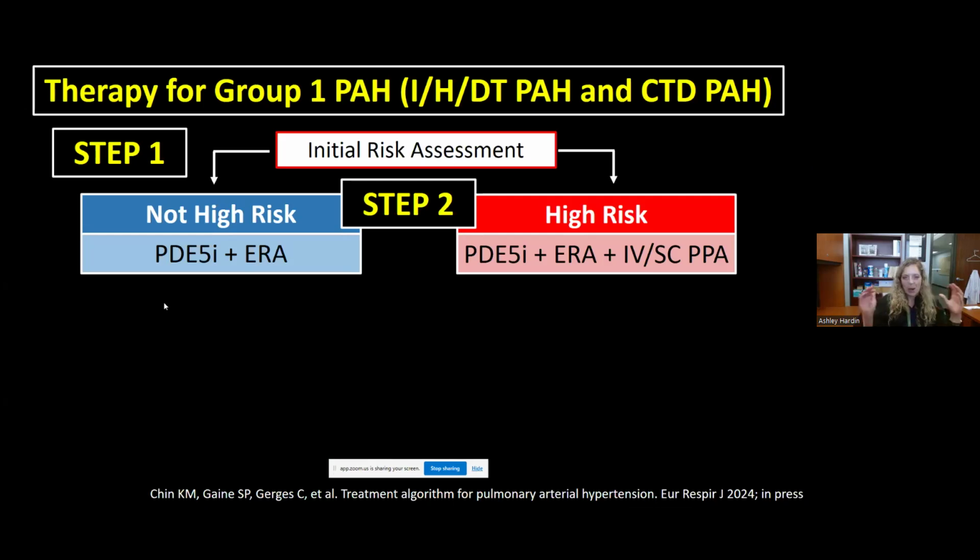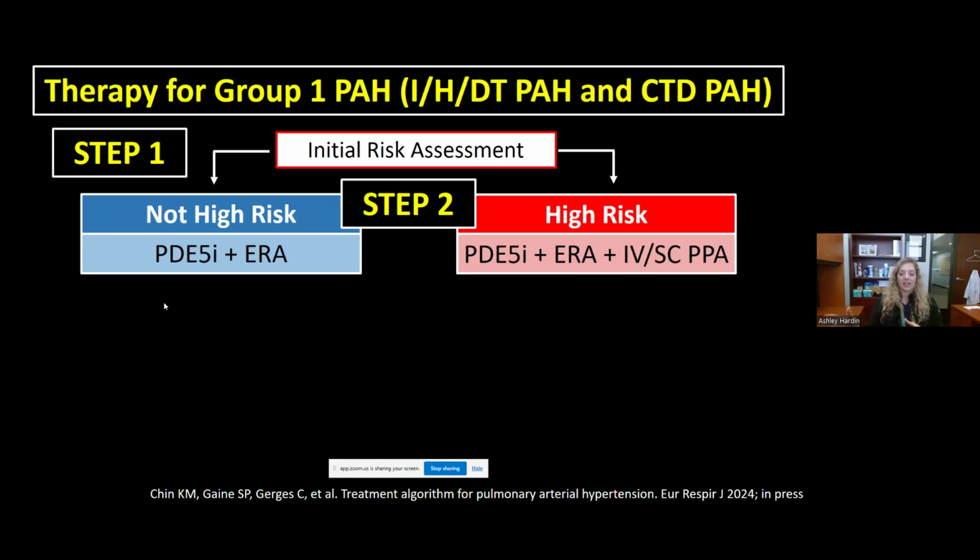Okay, so that's step one. We calculate a risk. Now we have step two. We've decided whether our patient is not high risk or high risk. If they are not high risk, which is lower intermediate risk, the patient gets started on dual upfront oral combination therapy, which is a PDE5 inhibitor, ideally tadalafil, and an endothelin receptor antagonist.